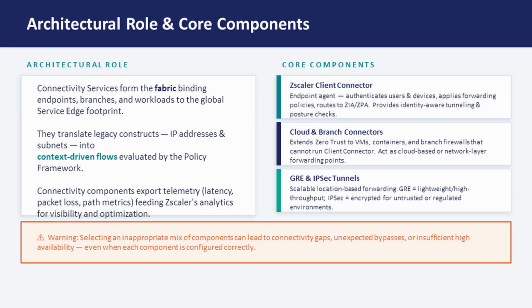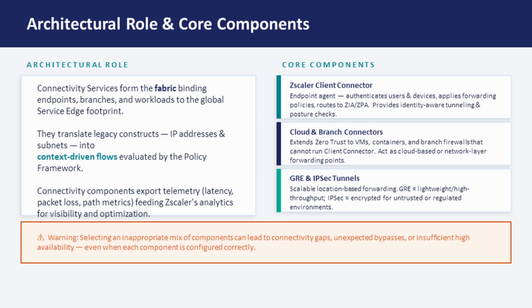Think of the Zero Trust Exchange as a city. The service edges are the city's infrastructure. The policy engine, ZIA, ZPA, is the rule set, the laws of that city. And connectivity services? They're the roads and bridges that bring everyone into the city in the first place. Without them, nothing else works. Traffic never reaches the service edge, policies never get applied, and your security controls exist only on paper.